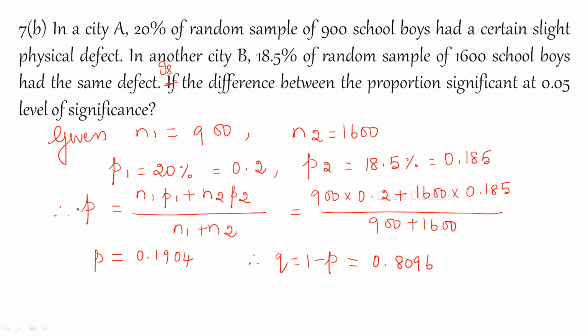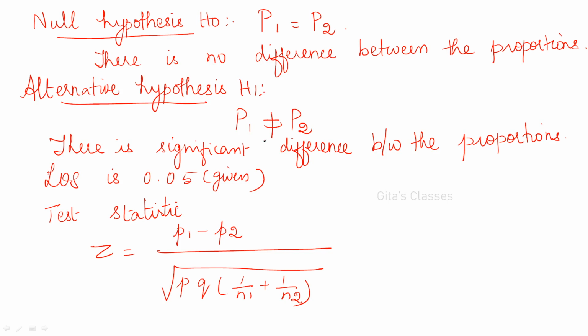There are two methods, one is direct formula substitution and another one is pooling. I am using the pooling method, so P is equal to this formula you have to substitute. So small p and small q we have found out, and the null hypothesis is always that there is no difference between the proportions, that is P1 is equal to P2. Alternate hypothesis H1 is P1 not equal to P2. So there is a significant difference between the proportions, that is our alternative hypothesis. Therefore it is two-tailed. Again here you can write it is two-tailed.